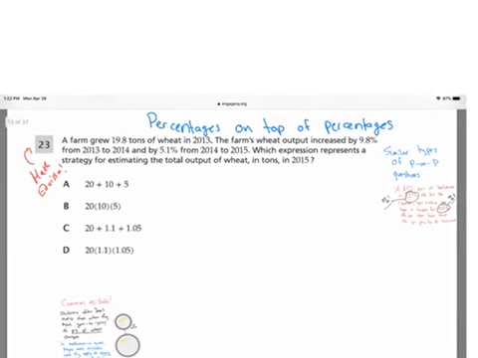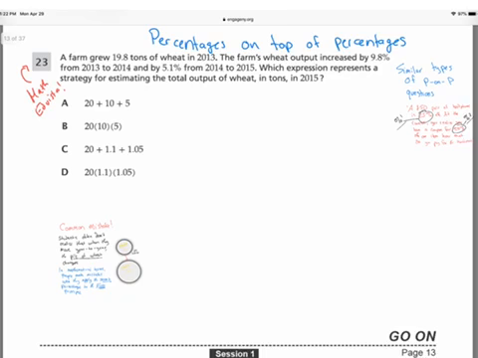So let's read this, right? Understanding, reading the question, very important. A farm grew 19.8 tons of wheat. So that's our first one. So that's our principal, right? So I'm going to write a P1 because got to name it something. 19.8 tons of wheat in 2013. The farm's wheat output increased by 9.8%, so that's percentage 1, from 2013 to 14, and by 5.1%, so that's percentage 2, from 2014 to 15. Which expression represents a strategy for estimating the total output of wheat in tons in 2015?